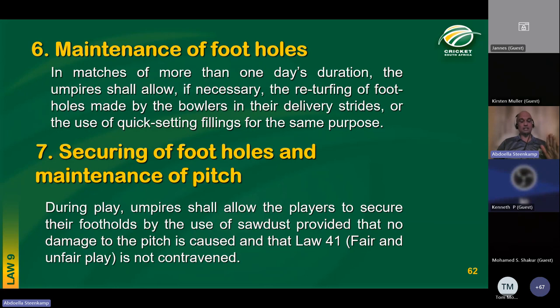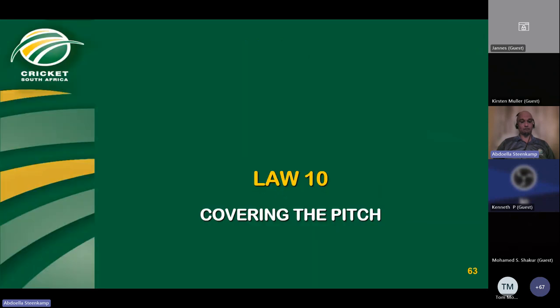Also, the law allows bowlers to be secure in their footholds, especially the fast bowlers. They need to have confidence where they put the front foot down, and umpires need to allow this. Sometimes when it is a bit wet and the grass is a bit slippery, the law allows for sawdust to be thrown where the bowler's front foot will land, just to secure the bowler's foothold, especially the fast bowlers, while delivering the ball.